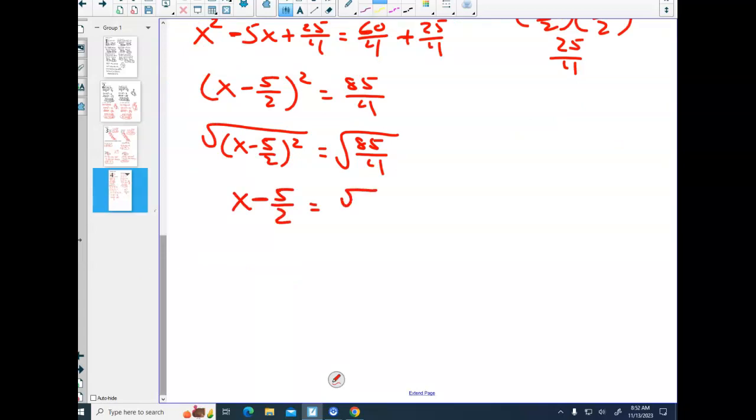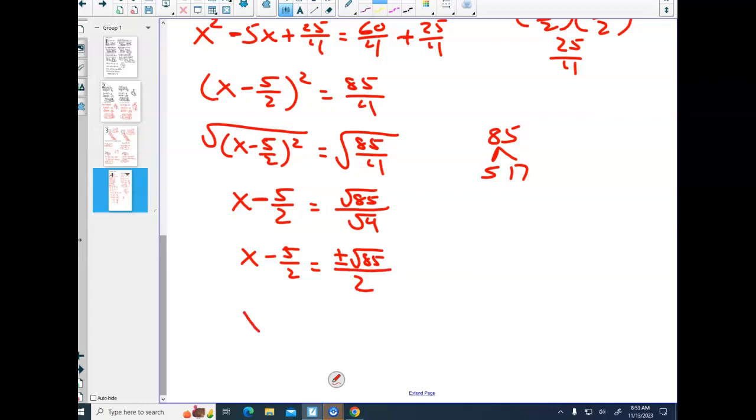Here, it becomes the square root of 85 over the square root of 4. When you take the square root of a fraction, you split the radical up. I can't break down 85. The only prime number that goes in 85 is 5, and it goes in 17 times. There's nothing that doubles up there. But what's nice here is this. The square root of 4 is 2. So this becomes plus or minus root 85 over 2.